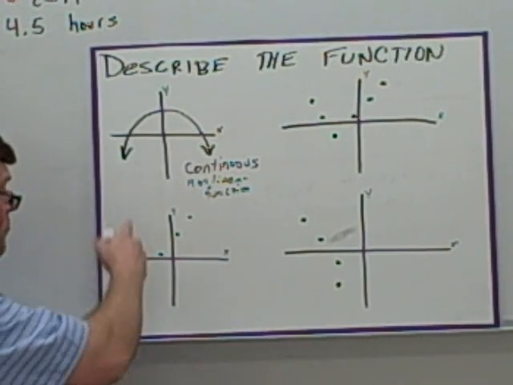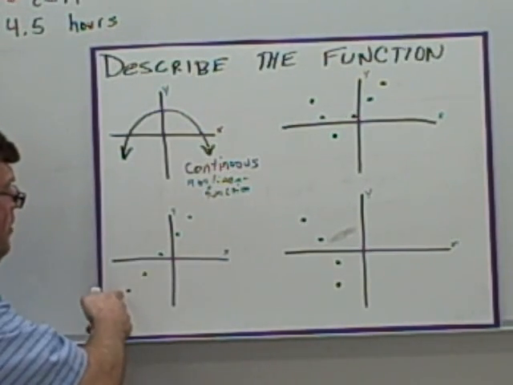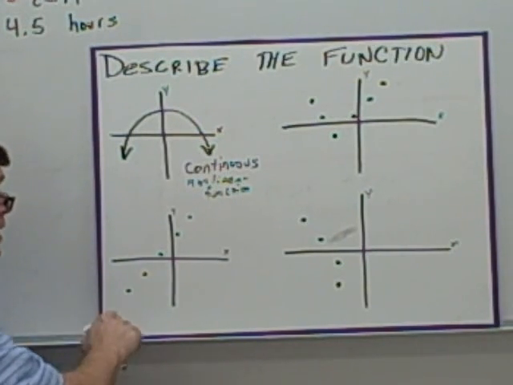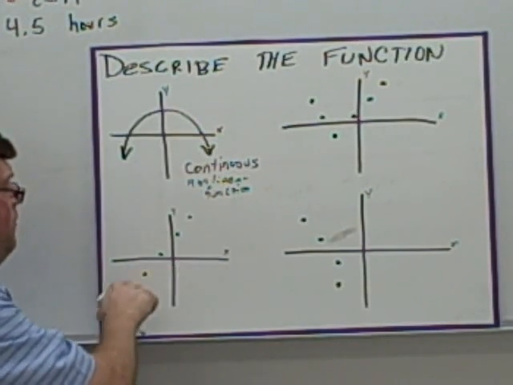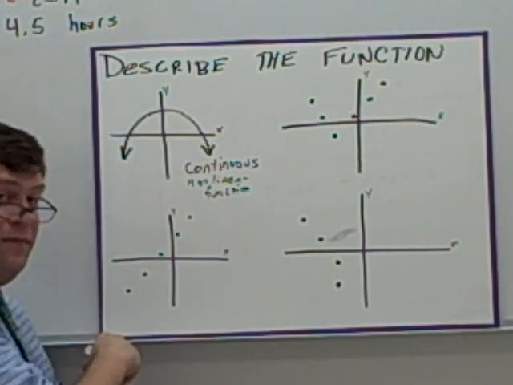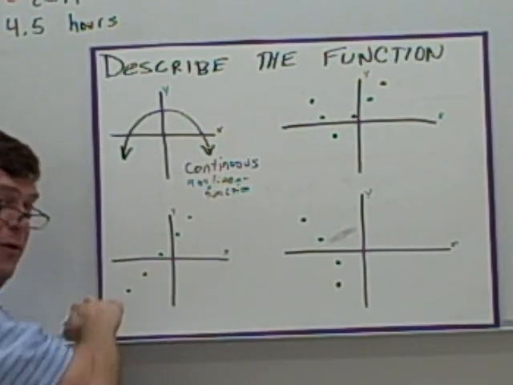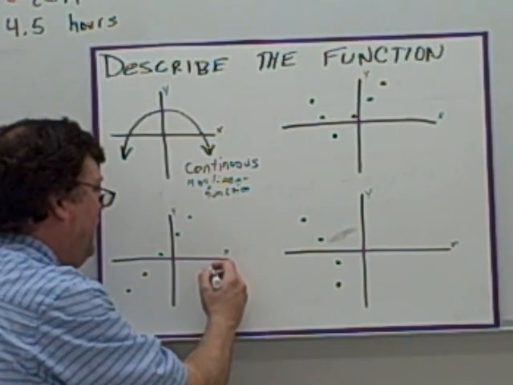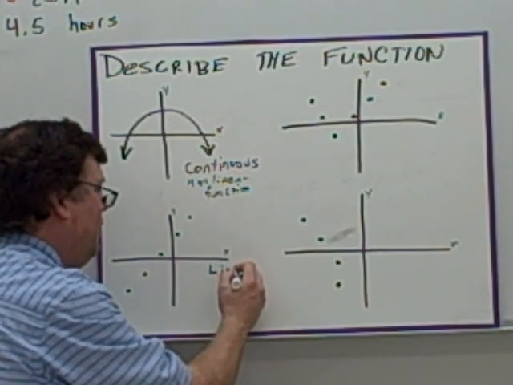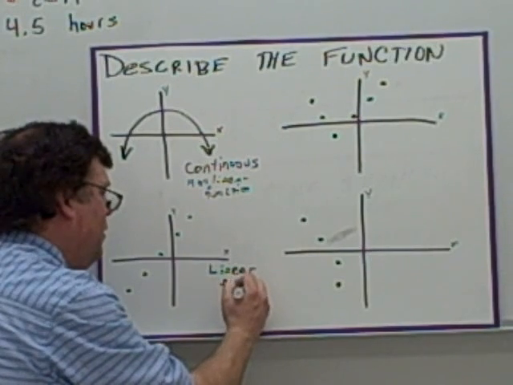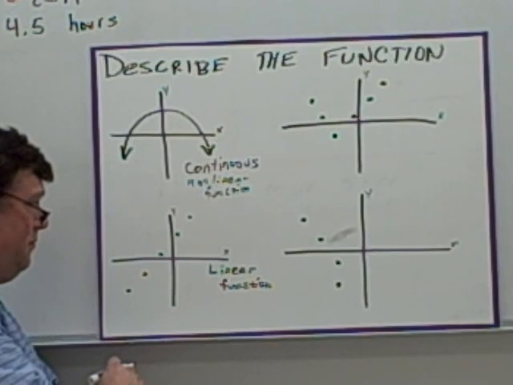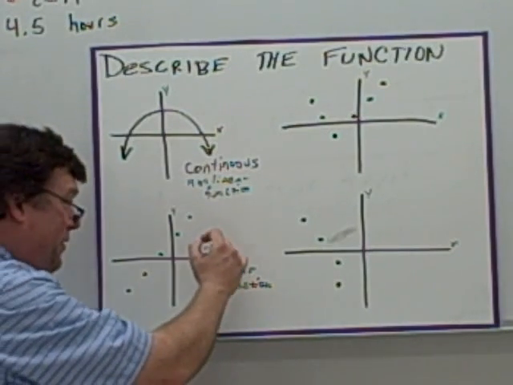Is it a function? Well, you draw lines through here. You're only going to hit these points once. So yes, it is a function. Is it linear? Well, they do form a line. They're not connected to form a line, but they do all fall in one line. So yes, it is linear. So we have a linear function. But is it discrete or continuous? That's right, it is discrete.